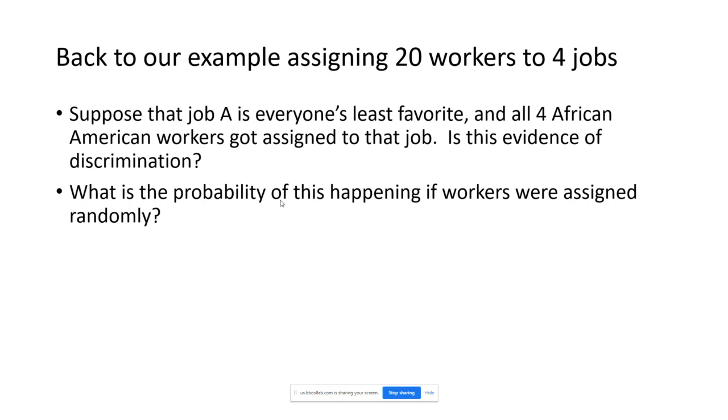So if this could happen pretty easily by chance, if it has a pretty high probability, then we can go ahead and give the company the benefit of the doubt. But if this is really unlikely to happen by chance, then we want to be more suspicious. Then we want to maybe take that company to court for discriminating against its African American workers.